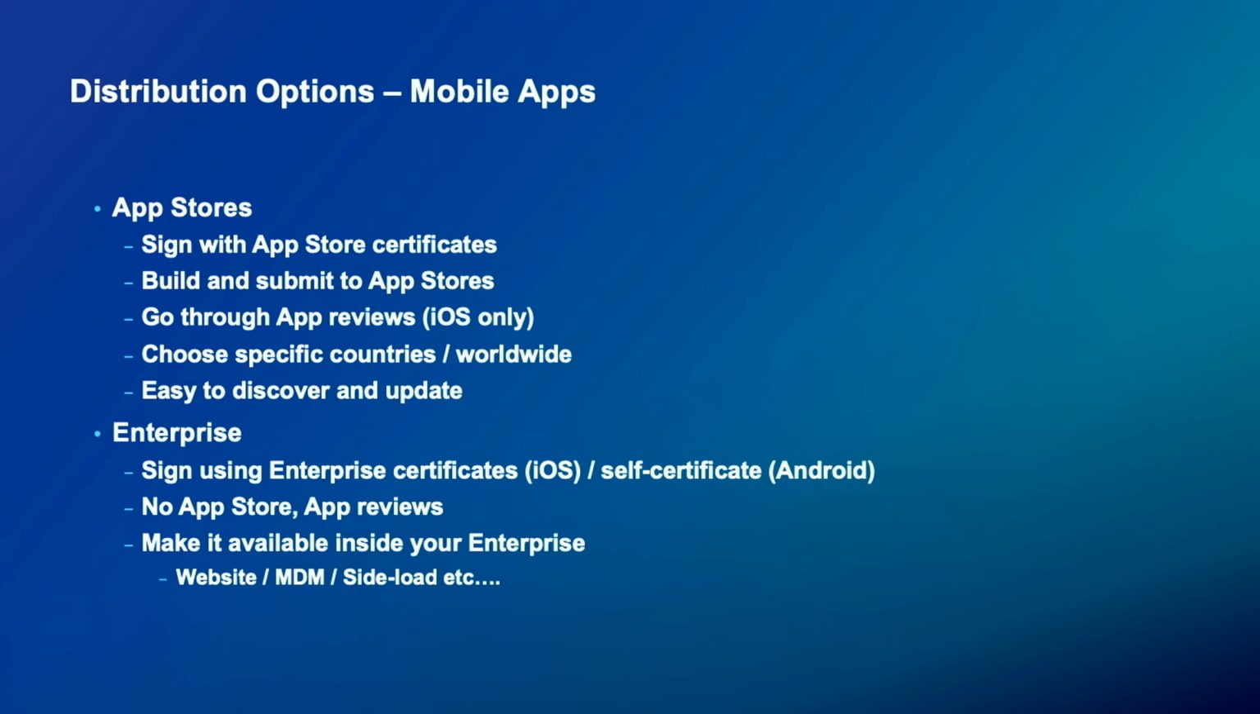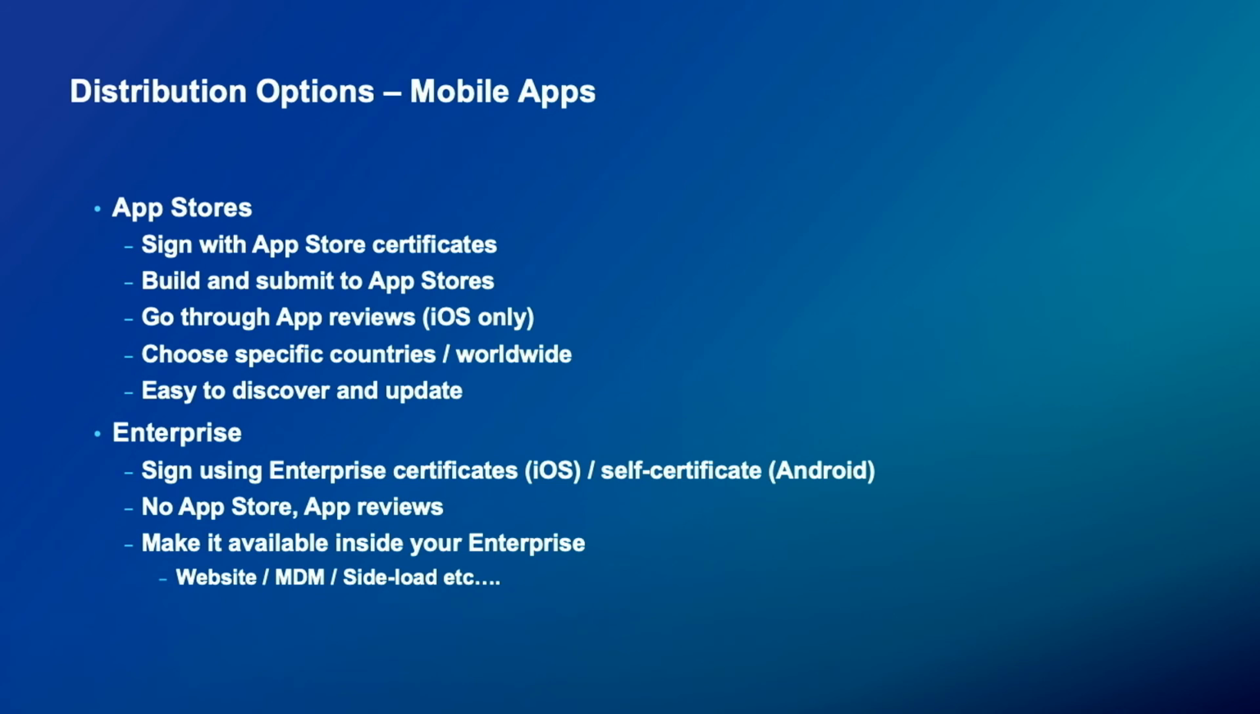So to do that, you'll have to sign with the App Store certificates. You should know how to get the App Store certificates. You have to build and submit it to the App Stores. And if you're submitting it to the Apple App Store, you'll have to go through an app review. On Google Play Store, there's no review process. It's straightforward. And sometimes you'll also have to choose specific countries that you want to expose this app to. This is pretty standard stuff. So that's a good use case for an app store.